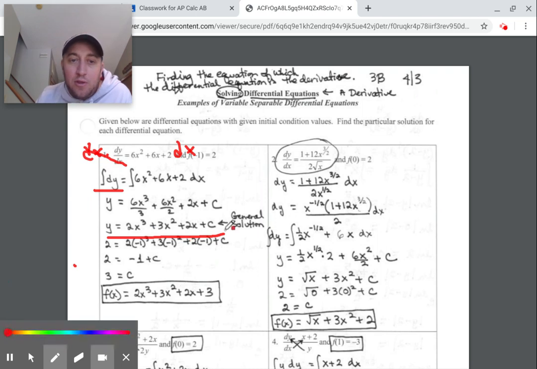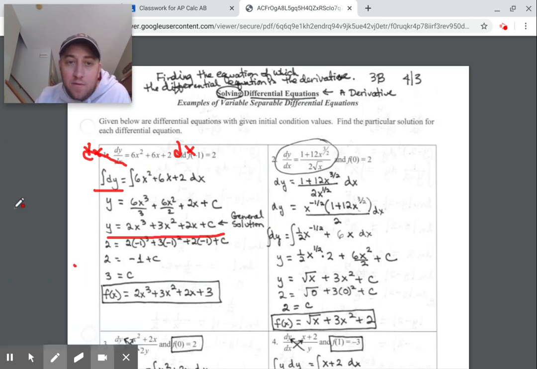So now I'm going to use the value that they gave us to find our particular solution for when f of -1 is equal to 2. So I'm just taking -1, plugging it in for x, we're plugging 2 in for y, and we're solving for c. And we find that c is equal to 3, which makes our function 2x cubed plus 3x squared plus 2x plus 3, which I know if I took the derivative of that, we would end up with 6x squared plus 6x plus 2, which is what we had to begin with.